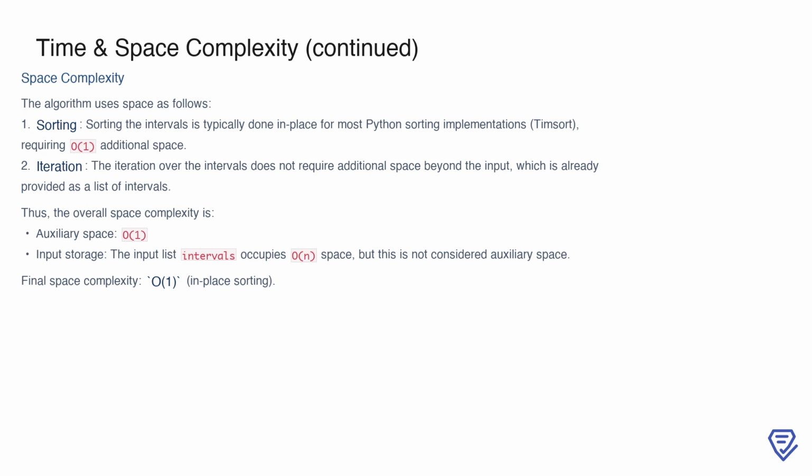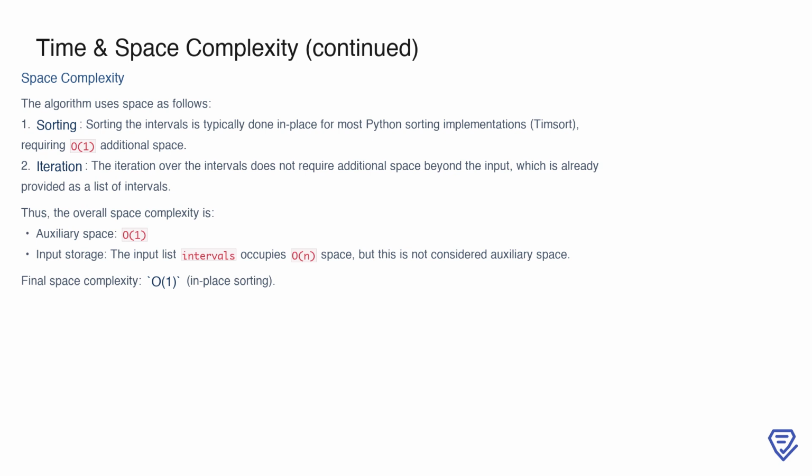Now, let's analyze the space complexity. Sorting the intervals is typically done in place in Python, thanks to its timsort implementation, which means it doesn't require additional memory beyond a constant amount. This gives us an auxiliary space complexity of O(1). Additionally, the iteration step doesn't require any extra space either, as it simply processes the input list without creating new data structures. While the input list itself occupies O(n) space, this is not considered auxiliary space since it is part of the problem's input. Therefore, the overall space complexity for this algorithm is O(1), making it very efficient in terms of memory usage.